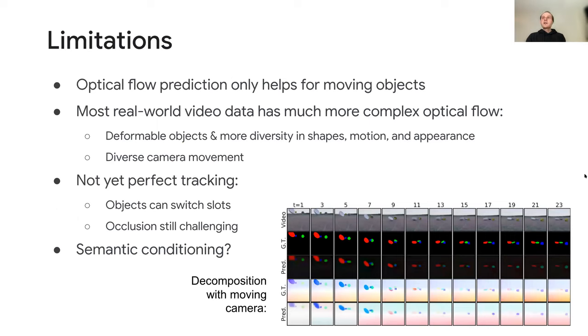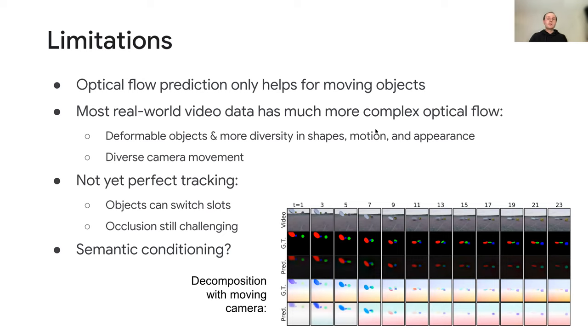All right. In the interest of time, I just want to briefly go through some of the limitations. So optical flow prediction, of course, only helps for moving objects. And this is quite a serious limitation. If you have static objects in the scene at training time, they're just invisible to this target.